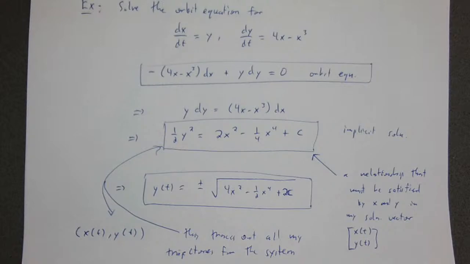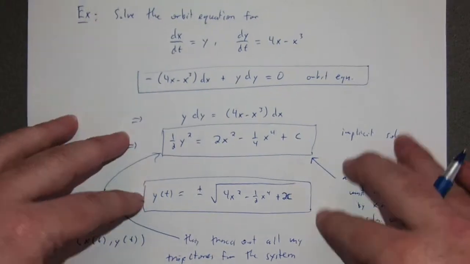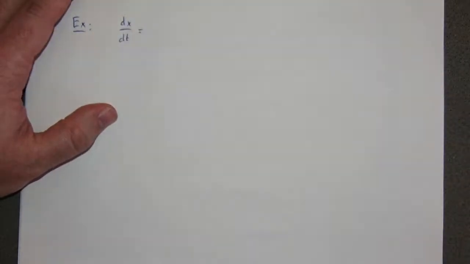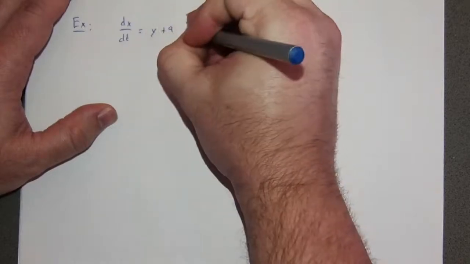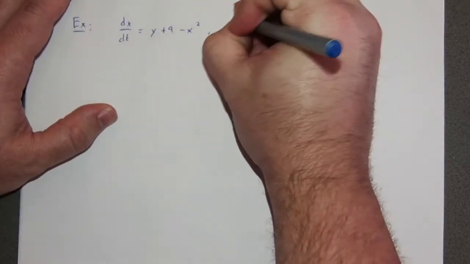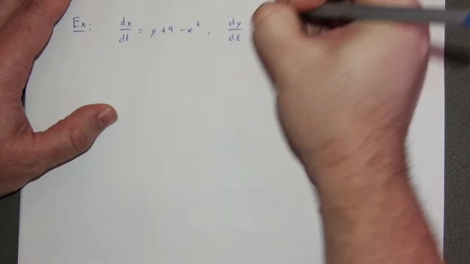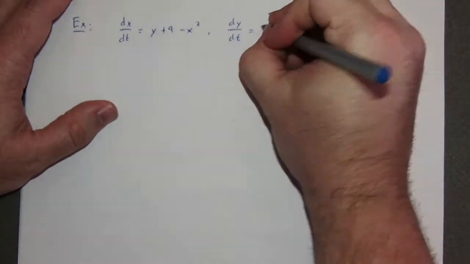All right. Okay. So let's see another example that doesn't work out quite as nicely as this one. So here's another example. Let's do the same thing, but my system instead is dx dt is y plus 9 minus x squared, and dy dt is 2xy.